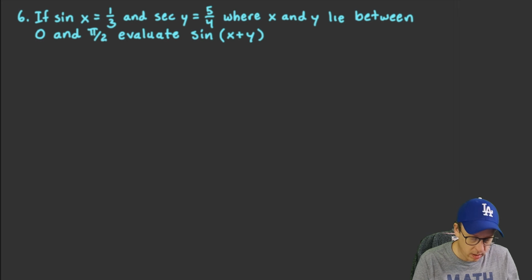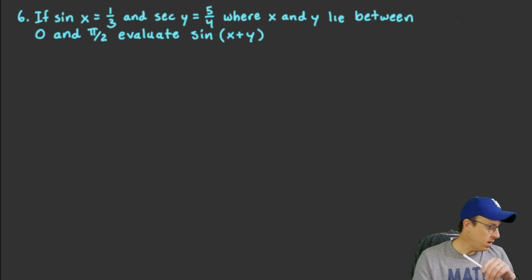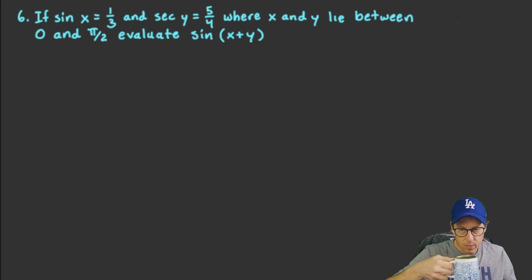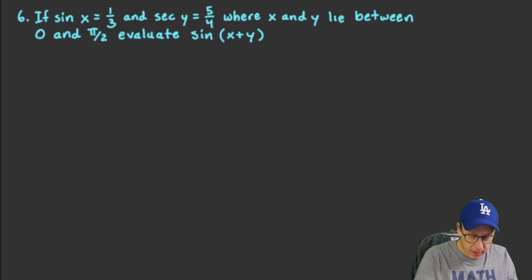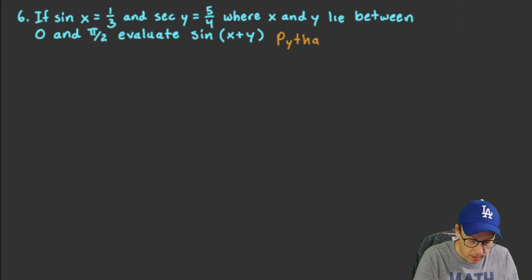Let's move on. Okay, so if we have sine of x is equal to 1/3 and the secant of y is equal to 5 over 4, where x and y lie between 0 and pi over 2, what I need to do is evaluate sine of x plus y. Well, we're going to use the Pythagorean theorem. This is another rule that we need to know. It's pretty simple.